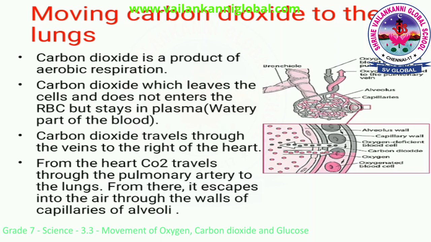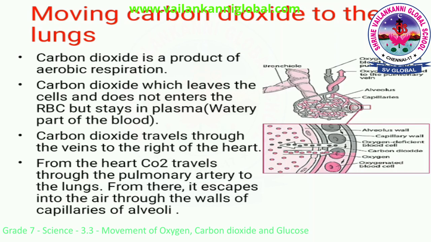Then the carbon dioxide which leaves the cells does not enter the RBC but stays in plasma. The plasma is nothing but the watery part of the blood. Next, the carbon dioxide travels through the veins to the right side of the heart. Then from the heart, the carbon dioxide travels through the pulmonary artery to the lungs. From there, it escapes into the air through the walls of the capillaries of the alveoli.